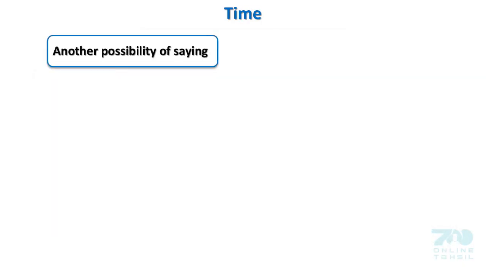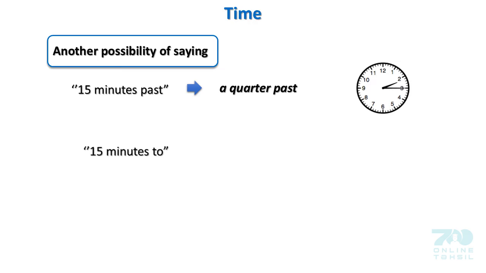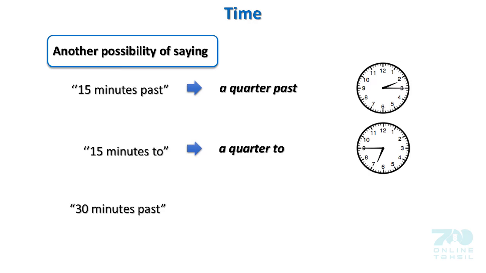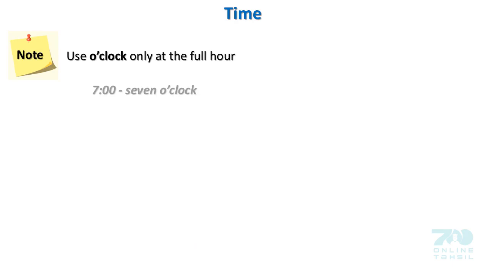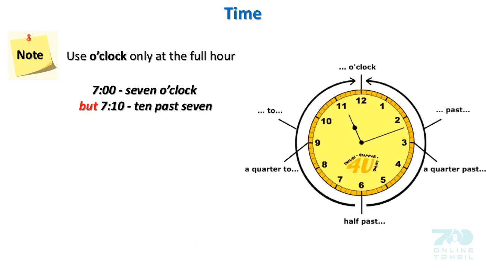Another possibility of saying 15 minutes past is a quarter past. Another possibility of saying 15 minutes to is a quarter to. Another possibility of saying 30 minutes past is half past. Example, 5:30. Note: use o'clock only at the full hour. Example, 7 o'clock, but 7:10.